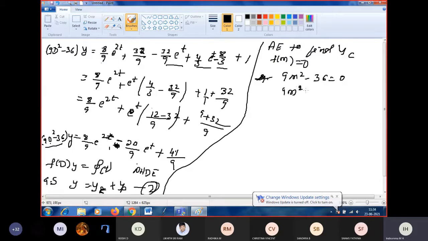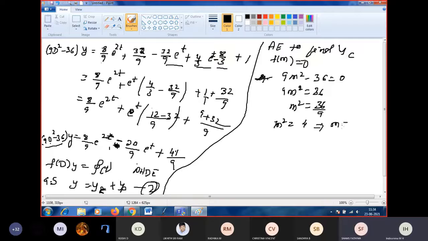9m square is equal to 36. m square is equal to 36 by 9. What is 36 by 9? 4. m square is equal to 4. This implies what is m? Plus or minus 2. Plus 2 or minus root 4, that is 2.